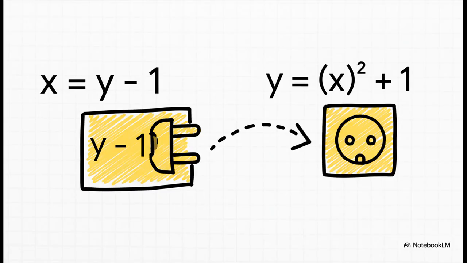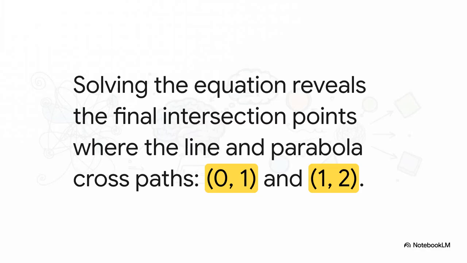Okay, so first things first, we're going to take that simpler linear equation and rearrange it to get x all by itself. That gives us x equals y minus 1. Now for the plug-and-play part. We're going to take that whole y minus 1 expression and substitute it right into the x spot in our parabola equation. So after we substitute, we get y equals the quantity y minus 1 squared plus 1.